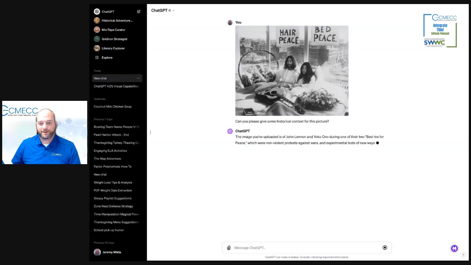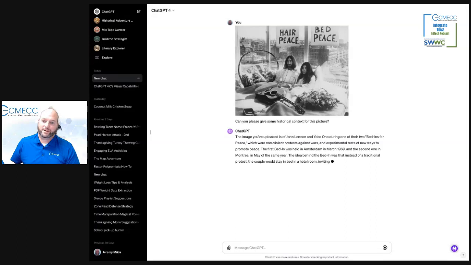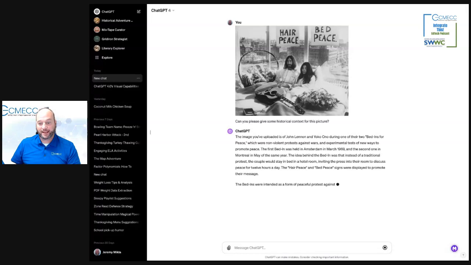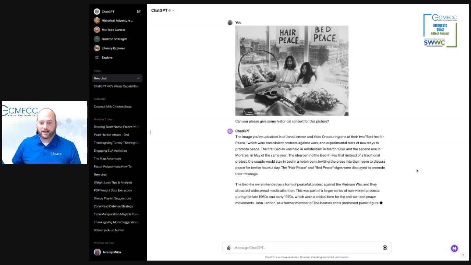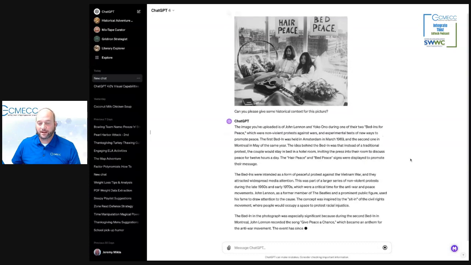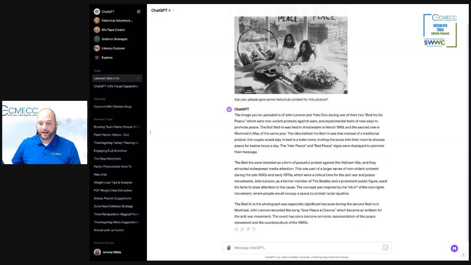ChatGPT then tells me, hey, this is a picture of John Lennon and Yoko Ono, and it talks a little bit about this being bed-ins for peace. So you could see that the AI is reading what it sees even on this image, the text that's there, right? And it shows them, and then it gives it a little bit of context about how it's a peaceful protest against the war in Vietnam and draws widespread attention and all those sort of things. So it can really be used to, I think, help students understand the moment, but also the context behind what's taken place. So let's try another one, right?